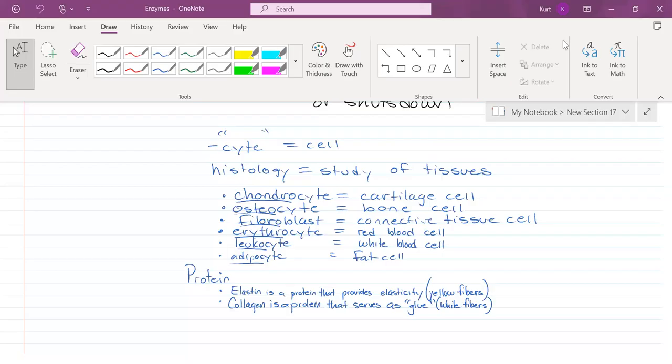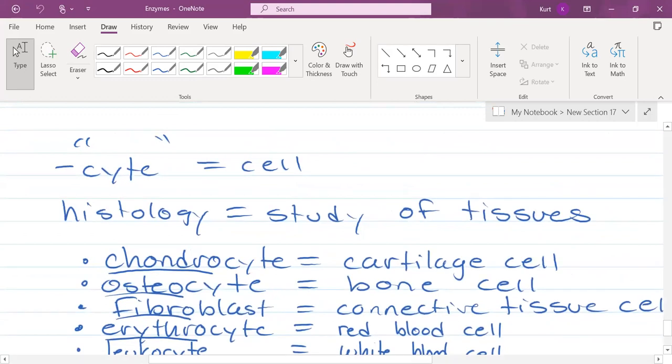Okay, ladies and gentlemen, today we're going over the various types of connective tissue. And before we get into the assignment, I have a few prerequisite reminders for different tissue cells. Remember that cyte or cyto means cell. If I say erythrocyte, chondrocyte, osteocyte, lymphocyte, cyte all means cell.